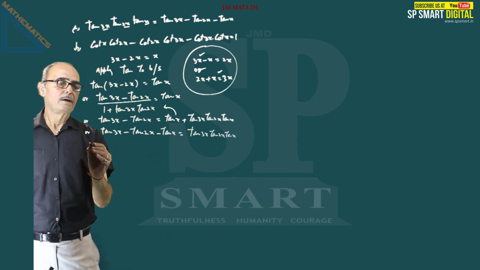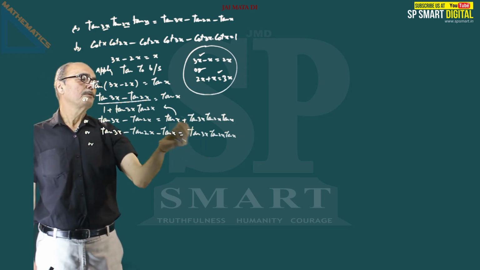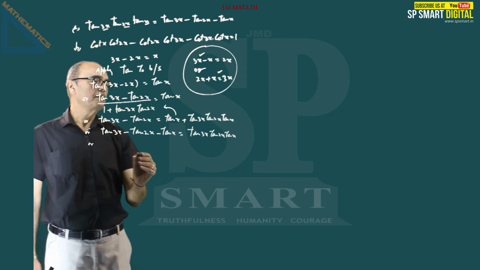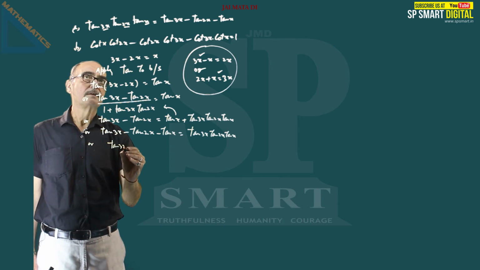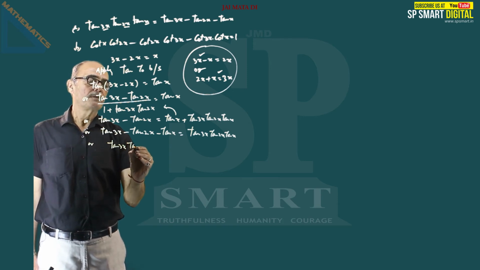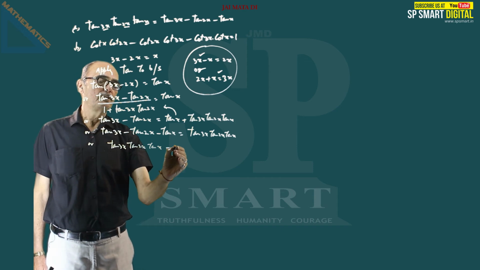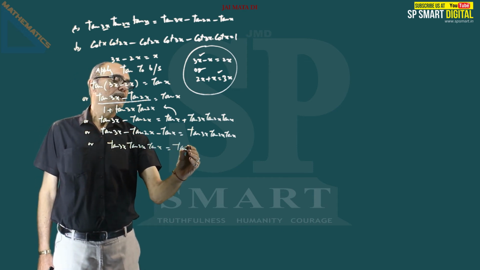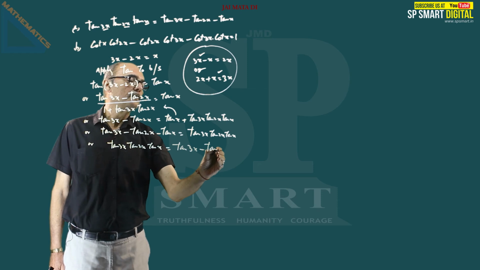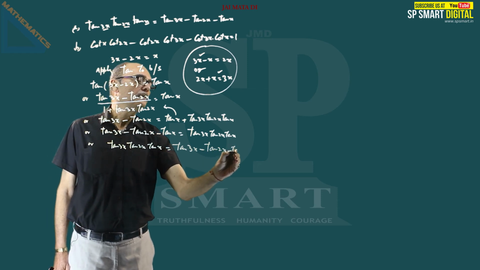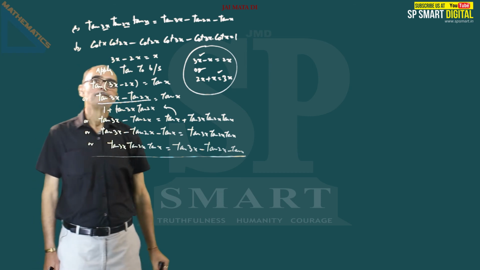Or to write the result in this form, we interchange both the sides. So, tan 3x into tan of 2x tan of x equal to tan of 3x minus tan of 2x minus tan of x. So, this is the solution of this.